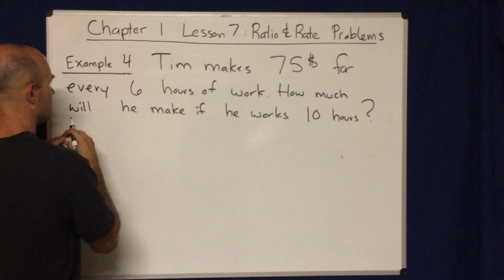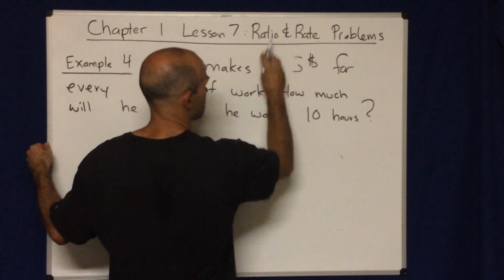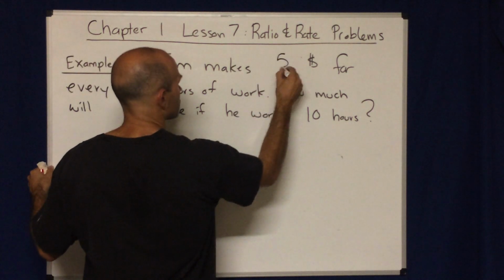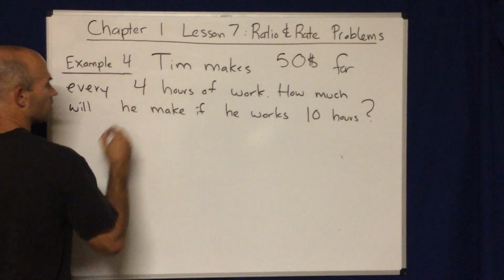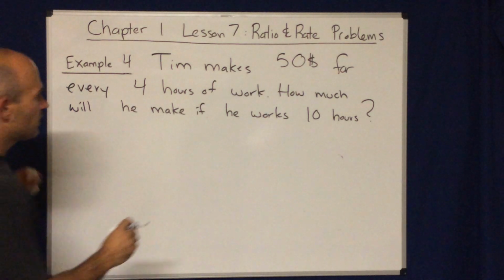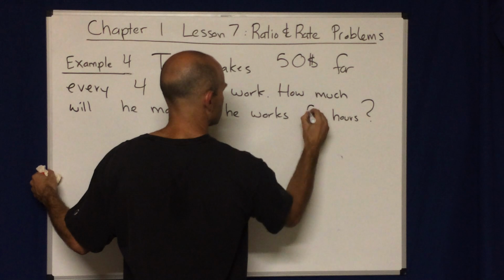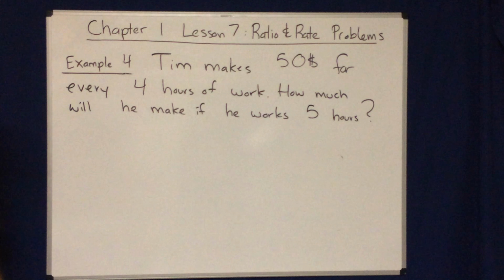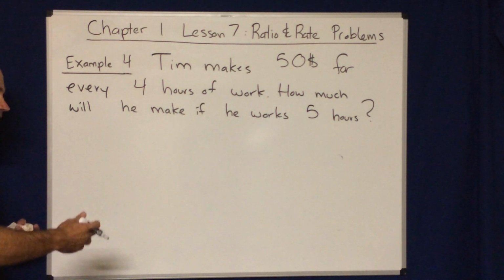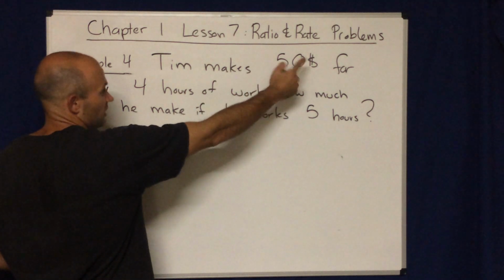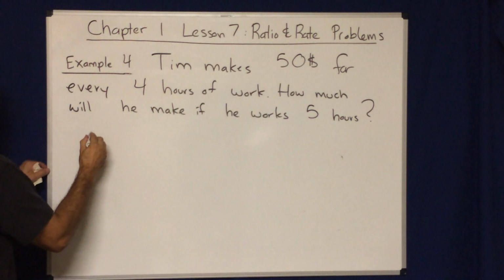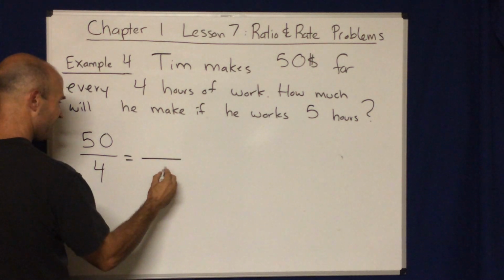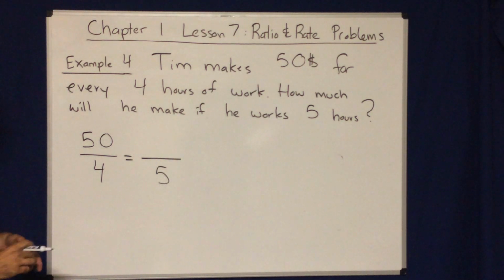And we're going to change the rate at how fast he makes money. So now Tim makes $50 for every 4 hours of work. The question is, how much will he make if he works 5 hours? Pause the video, try it. Okay, it starts the same. I know Tim makes $50 for every 4 hours. And I want to know, how much will Tim make if he works 5 hours?